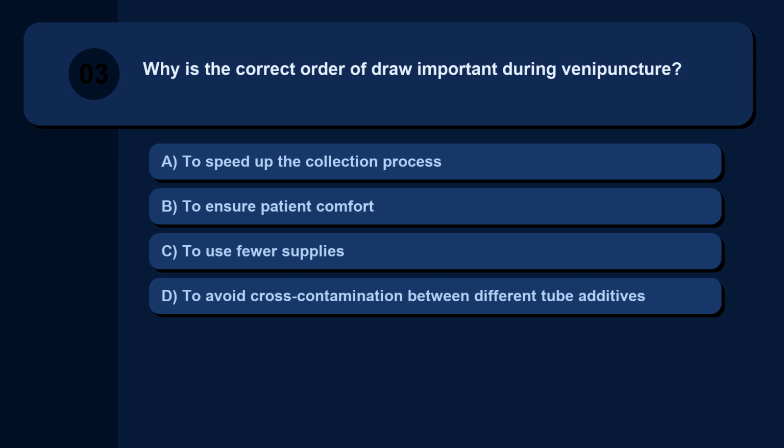Question 3. Why is the correct order of draw important during venipuncture? To speed up the collection process. To ensure patient comfort. To use fewer supplies. To avoid cross-contamination between different tube additives. Drawing tubes in the wrong order can cause additive carryover, leading to inaccurate test results and diagnostic errors.